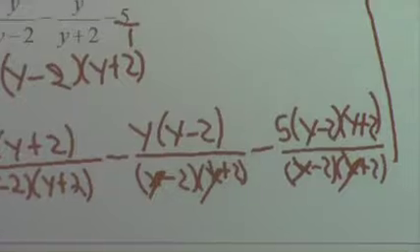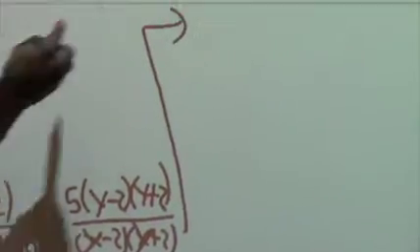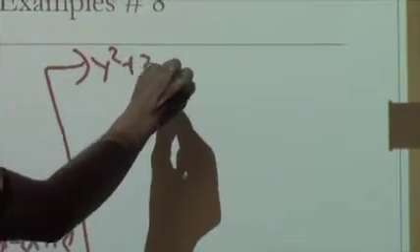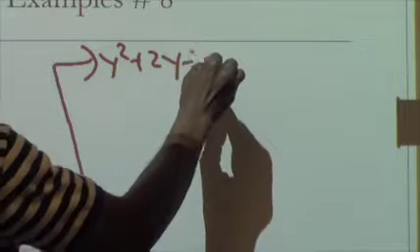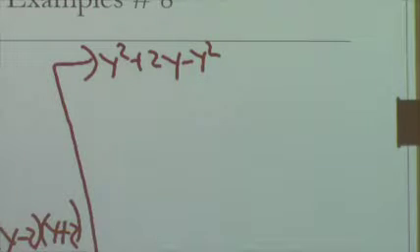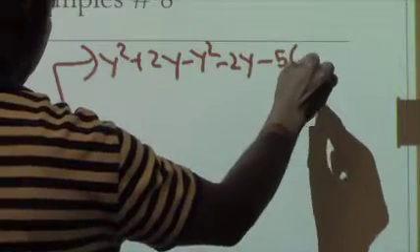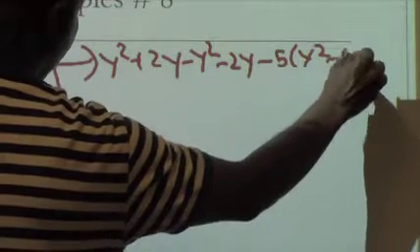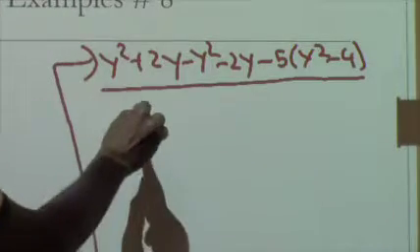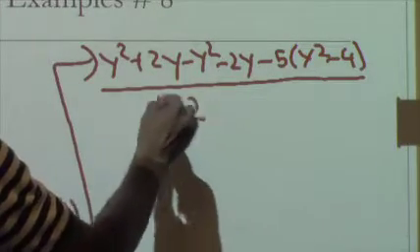Now, let's do on top. We're going to do the distributive property here. So I'll have y squared plus 2y minus y squared minus 2y. Now, I'm going to do this first. I'm going to do minus 5, and I'm going to do y minus 2 times y plus 2 is going to be basically y squared minus 4. And I'm just going to write a denominator once.